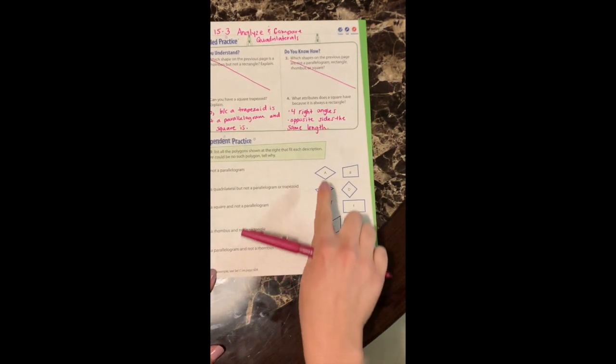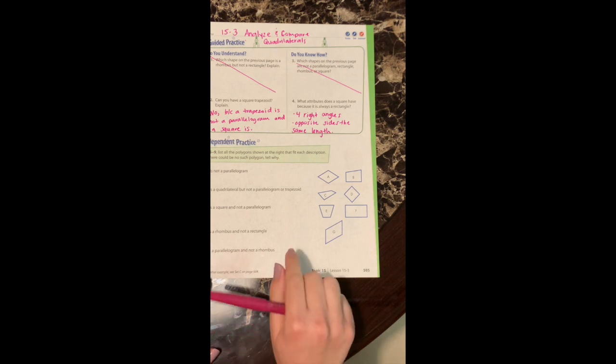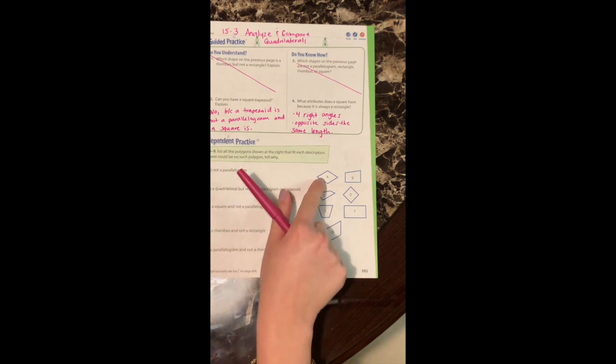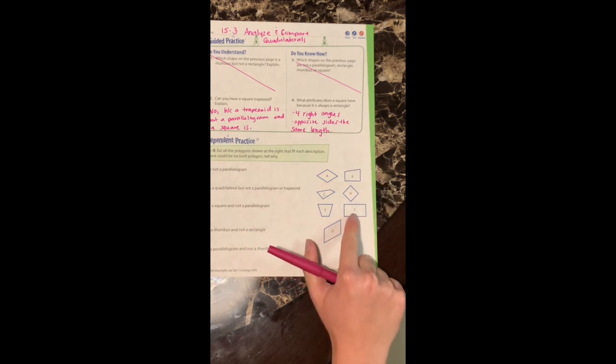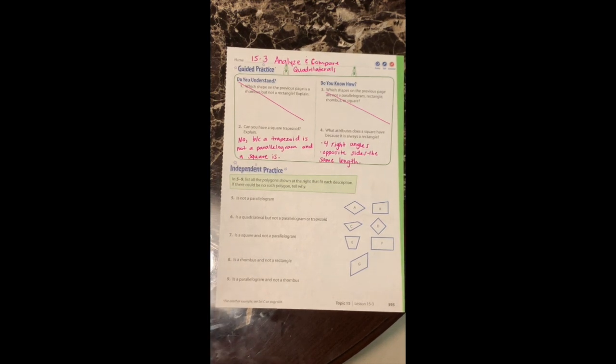Okay? So for numbers 5 through 9, you've got different polygons here, and they have different descriptions over here. And it says list all the polygons shown at the right that fit each description. If there could be no such polygon, tell why. So you're going to read the description and then you're going to write down, I think it's polygon A, E, F, D, whichever one you think, because it's got the label inside. And if you read a description and you're like, well, that doesn't fit any of these polygons here on my paper, then you're going to write that down as well. So go ahead and pause your video and see, what do you think? Okay?